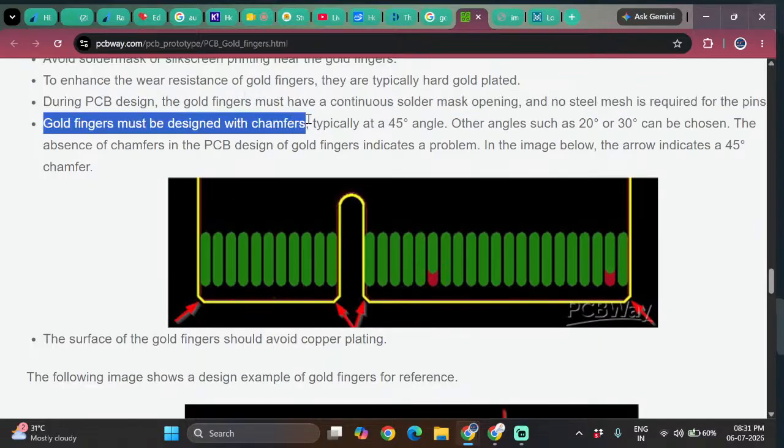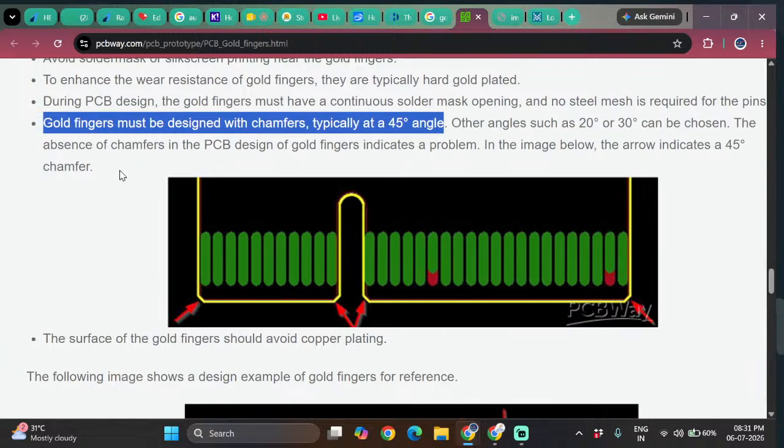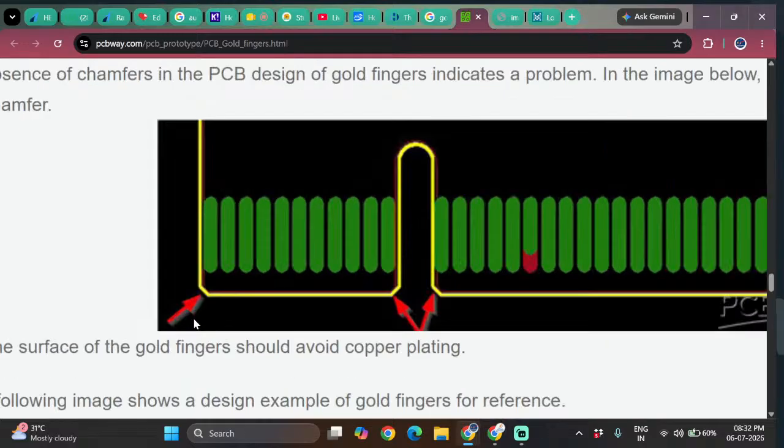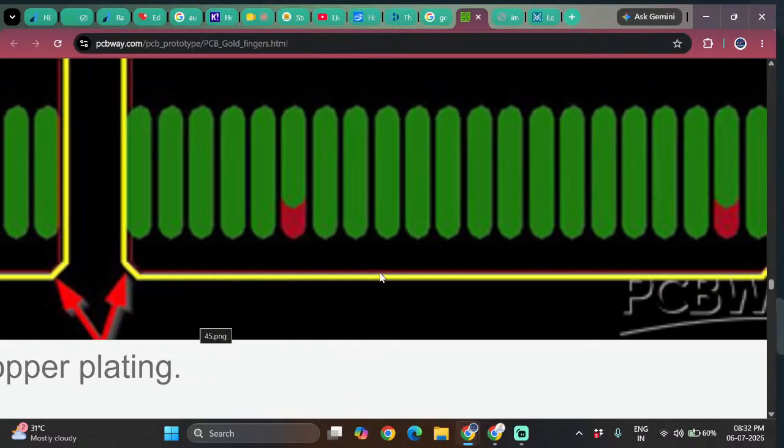So gold fingers must be designed with chamfers, typically at a 45-degree angle. Other angles such as 20-degree or 30-degree can be chosen. The absence of chamfers in the PCB design of gold fingers indicates a problem. In the image below, the arrow indicates a 45-degree chamfer. See, here he has indicated the 45-degree chamfer. This specific inclination, this pattern, we call a chamfer. See, these all are chamfers.